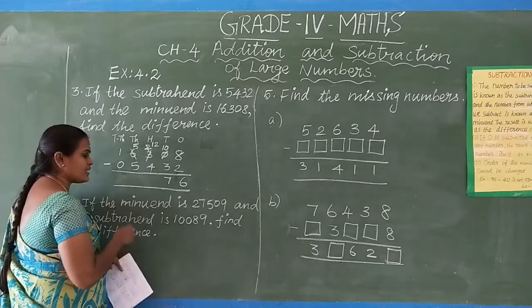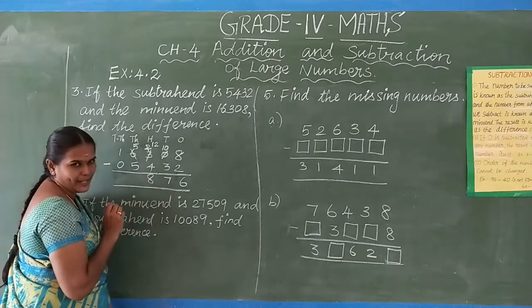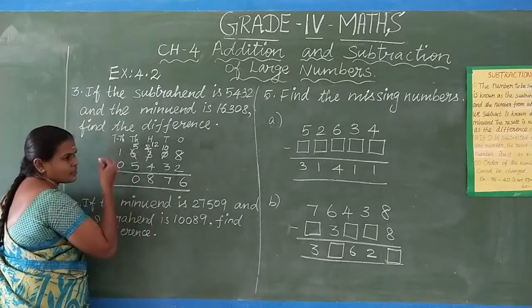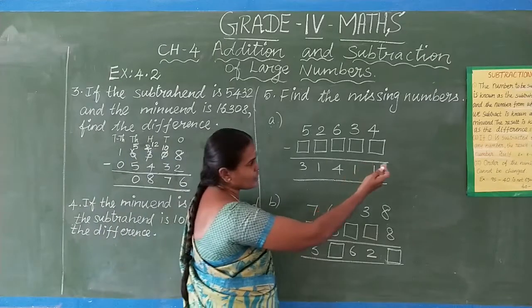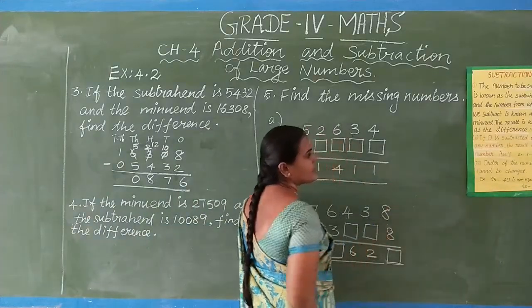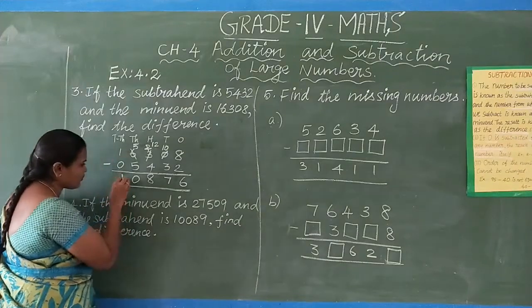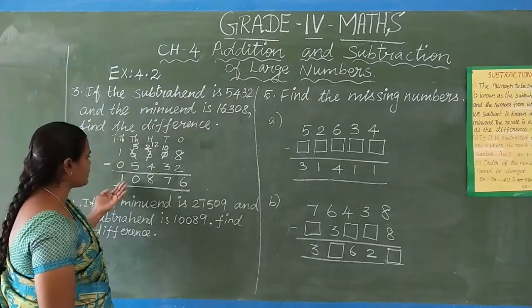So what is your answer? 8. How many fingers? That is your answer. 8. 5 minus 5? 0. 1 minus 0. So if 0 is subtracted from any number, the result is the number itself. So 1 minus 0, 1. So what is your difference? Find the difference. What is the difference?